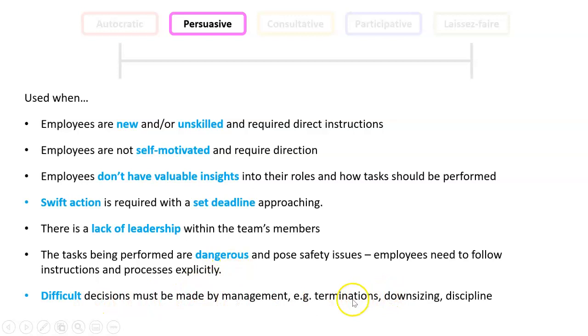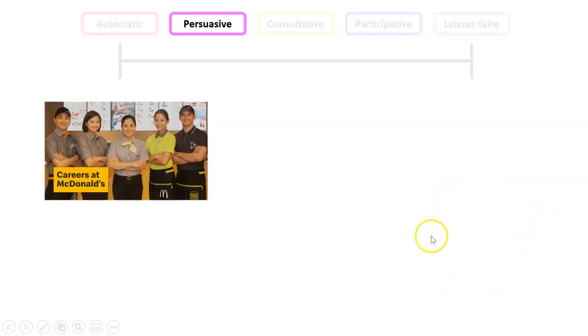Like if you had to fire someone, this is probably a little bit better than autocratic because you're saying, you're fired, that's my decision. That's what an autocrat says. But persuasive, you're going to sell it to them and say, look, the reasons are this. I'm really sorry, but here's the reasons why we had to terminate you or discipline you or downsize the business, and so on.